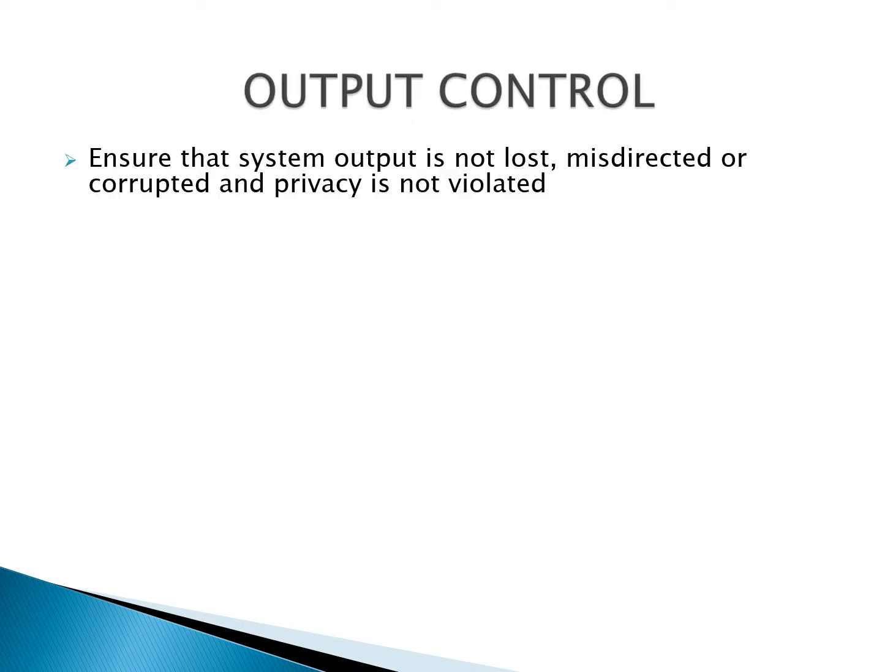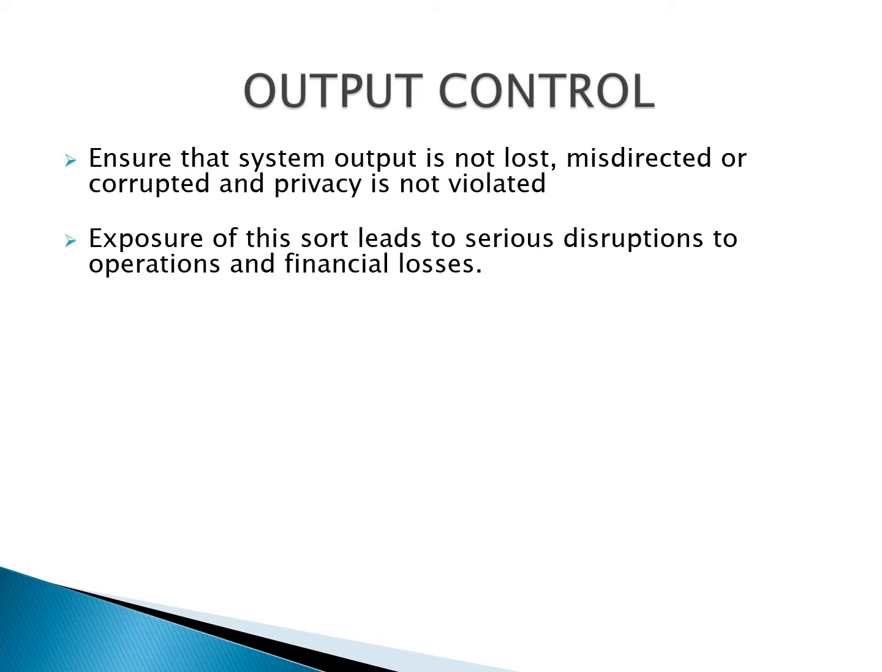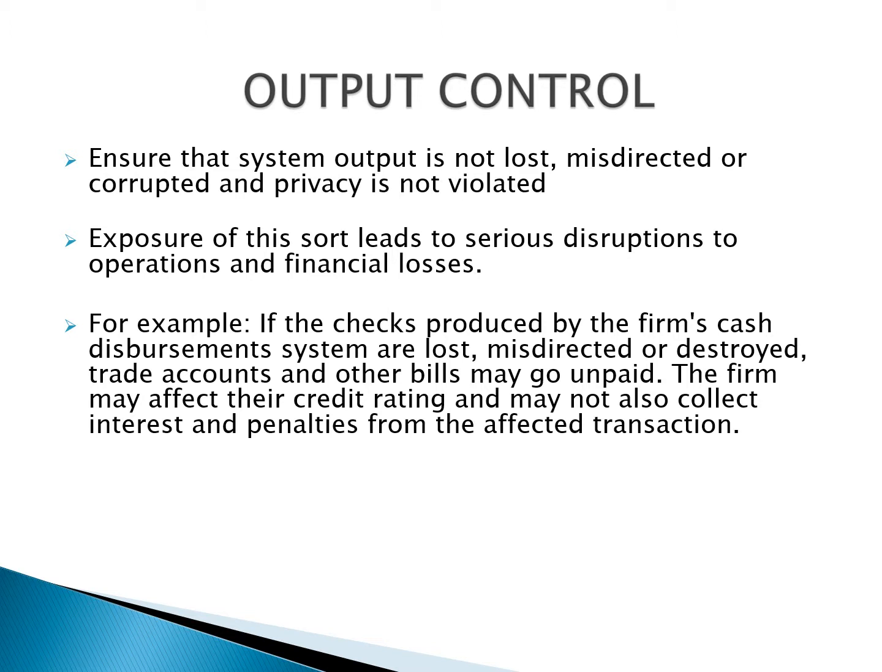Output control. It ensures that system output is not lost, misdirected, or corrupted, and privacy is not violated. Exposure of this sort leads to serious disruptions to operations and financial losses. For example, if the checks produced by the firm's cash disbursements system are lost, misdirected, or destroyed, trade accounts and other bills may go unpaid.